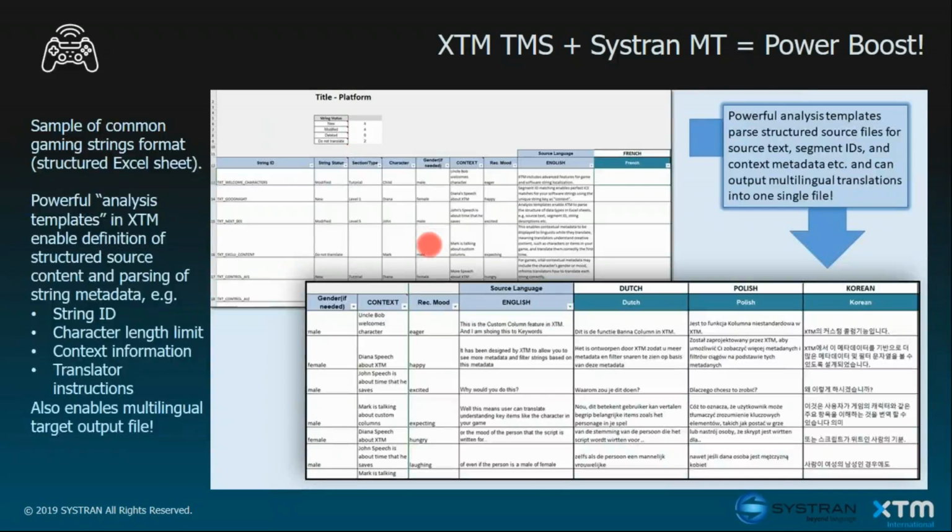In XTM we can create what we call analysis templates. So when you give us clearly structured information like this, we can develop rules that know how to parse this format and put this data where it goes, right? Instead of treating all of this as translatable text, we're going to import this as the string ID. We're going to display this context metadata to the linguist, but not as translatable text. It's just there for their reference.